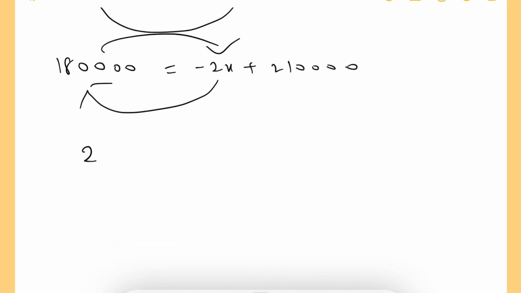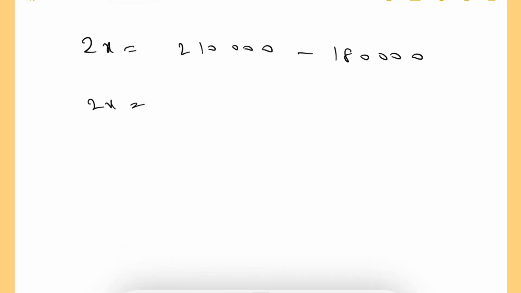Take minus 2x this side and bring 1,80,000 this side. So we get plus 2x is equals to 2,10,000 minus 1,80,000. Then 2x is equals to 2,10,000 minus 1,80,000. It is nothing but 30,000. Then x is equals to 15,000.